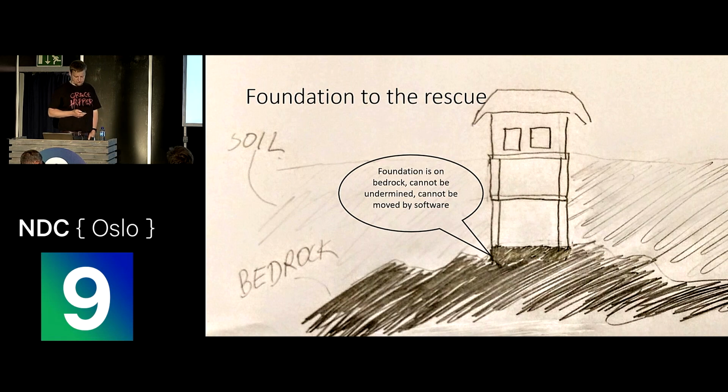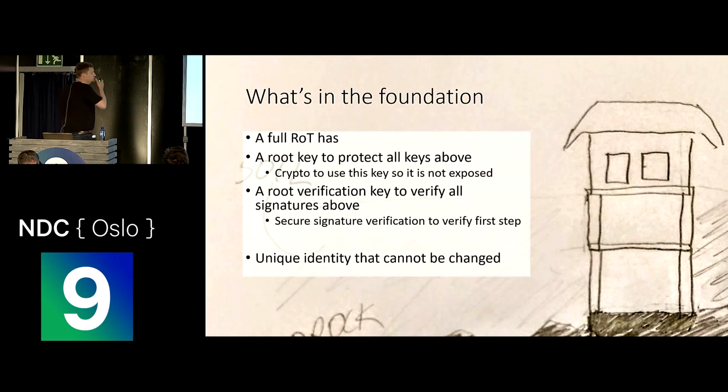So what's in this foundation? Well, a full Root of Trust will have a root key to protect all the keys above. And again, layers of keys. And it's going to have the crypto mechanisms to do this so that the root key itself is not exposed. If you're exposing your root key to the OS, then you don't have a proper Root of Trust. You're going to have some sort of root verification key to verify all the signatures above. And you're going to have the signature verification mechanism to verify the first step.